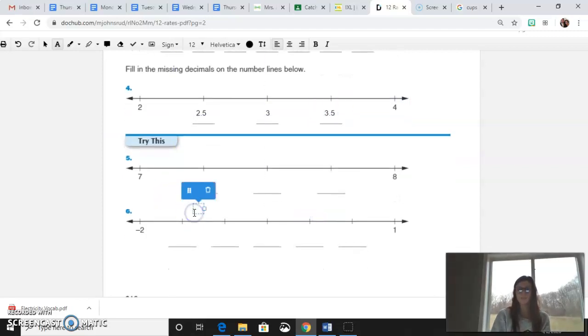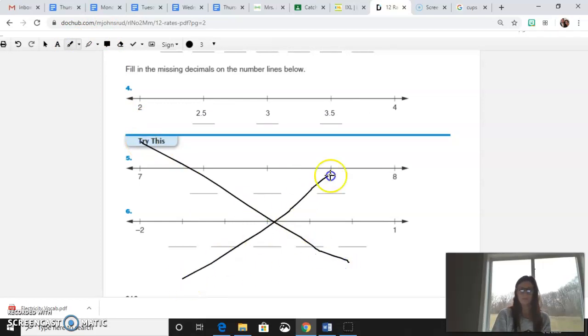This next one, we are going to skip, and we're going to skip 6 as well. So make sure that you finish page 308 and 310 for today.